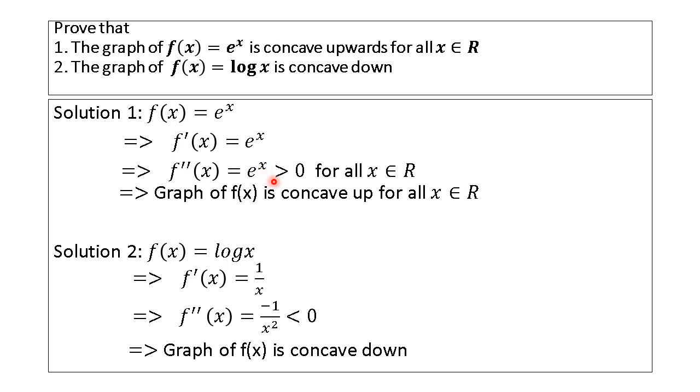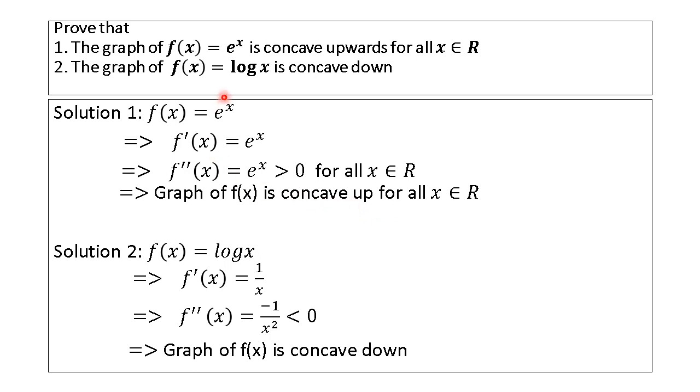1 by e square, its value is greater than 0 for all x belongs to R, which means it will always be positive. So d square y by dx square, or f double dash of x, is greater than 0. This means the graph of the function is concave upwards for all x belongs to R.